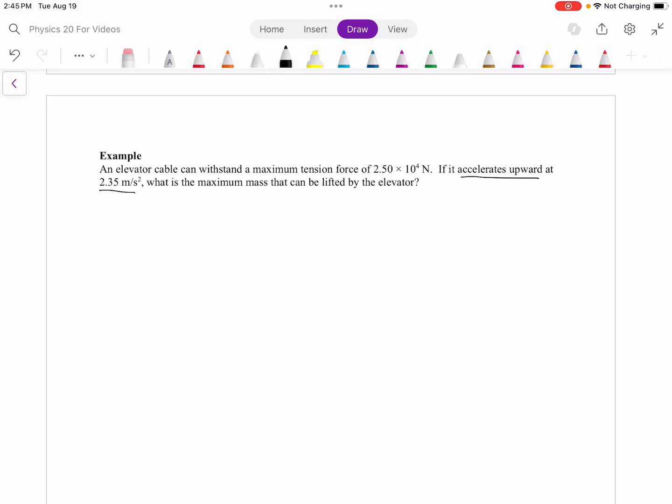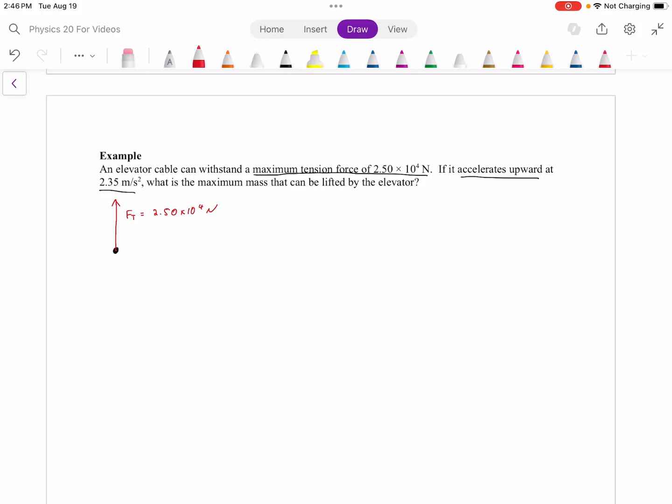Or all kinds of engineers and different people involved in manufacturing, right? You want to make sure your elevator is safe, so you need to know what type of cable to use to make it safe. So if this is the biggest tension force possible, let's draw our free body diagram. Okay, so there's our tension force, the maximum possible tension force.